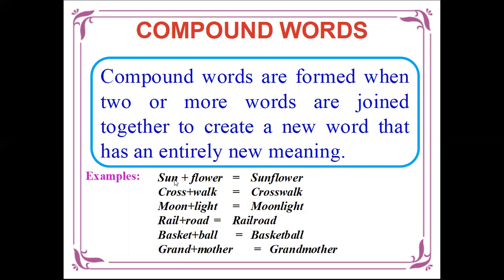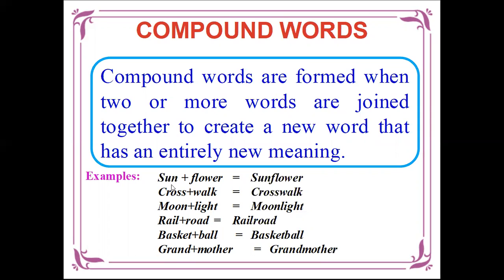For example, sun plus flower equal to sunflower. Cross plus walk equal to crosswalk. Moon plus light equal to moonlight. Rail plus road equal to railroad. Basket plus ball equal to basketball. Grand plus mother equal to grandmother. By seeing these examples, you can easily understand what is meant by compound words.